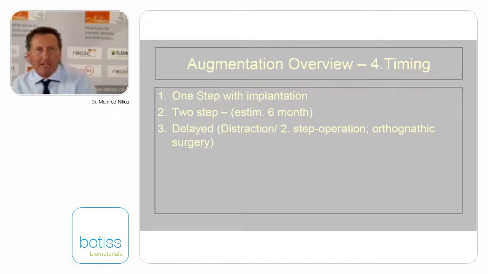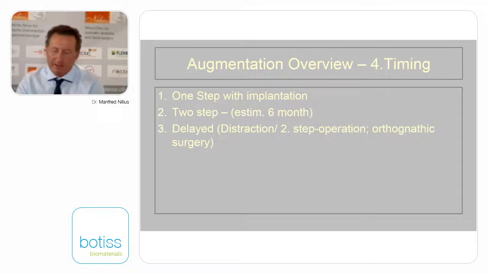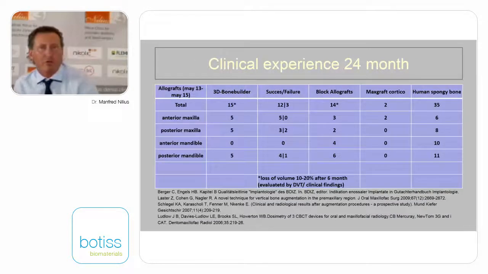The time of augmentation is, you do it with implantation. It's a one-step operation, often used when you only have a small vertical deficit. You can do it in 2 steps. Normally, when you do so, there is an estimated time of remodeling of the bone after 6 months. We recommend to wait these 6 months. Or you have more complicated ways, then you make a distraction or a 2-step osteoplastic surgery. I will give you information in one case. This is called delayed implantology after distraction or after bone augmentation.